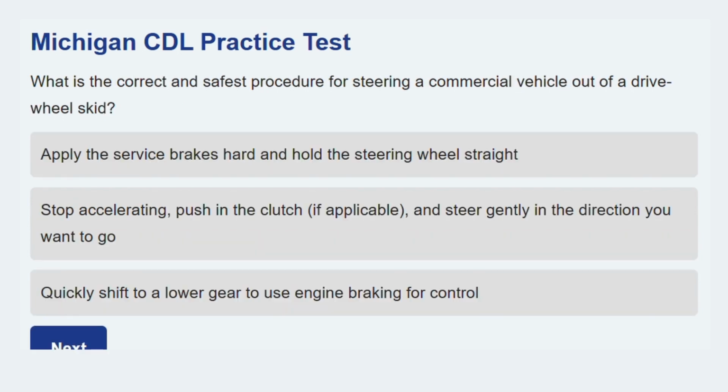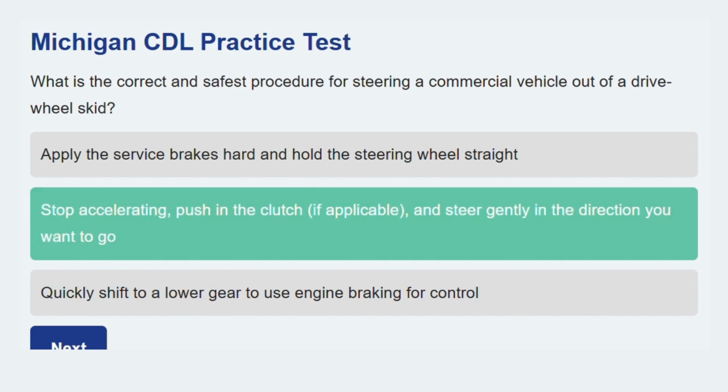Let's continue. What is the correct and safest procedure for steering a commercial vehicle out of a drive wheel skid? Stop accelerating, push in the clutch if applicable, and steer gently in the direction you want to go. Removing the power allows the drive wheels to regain traction, and gentle steering prevents overcorrection.